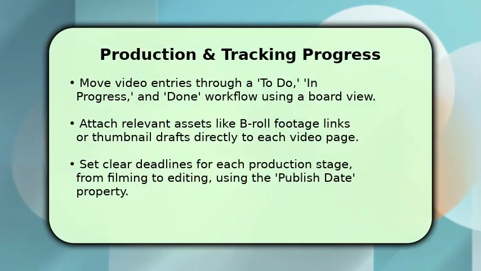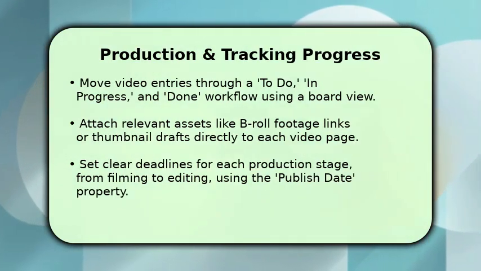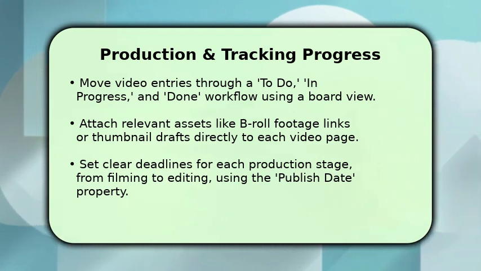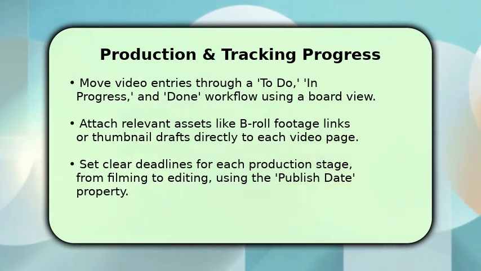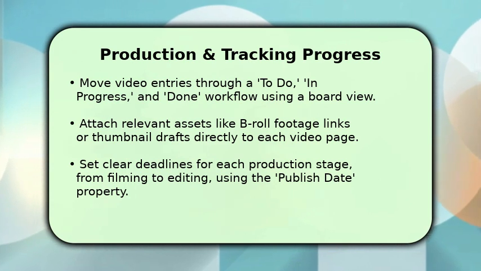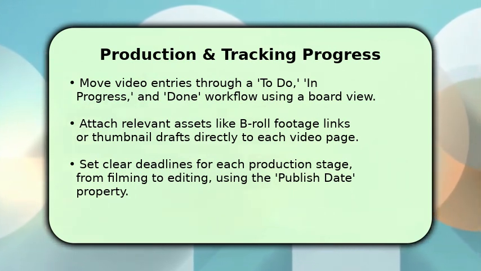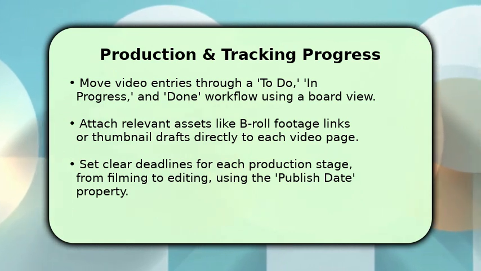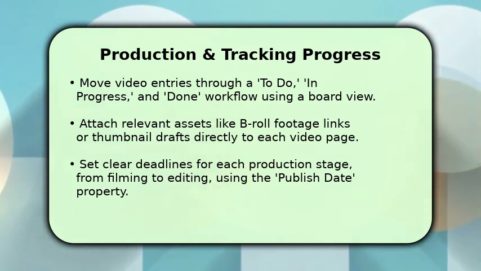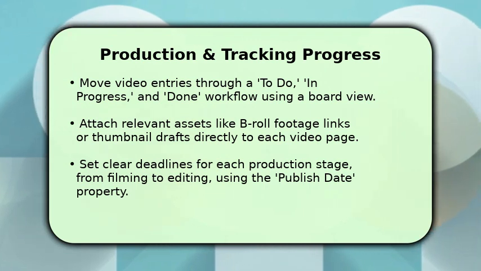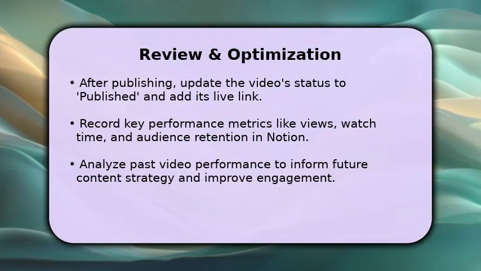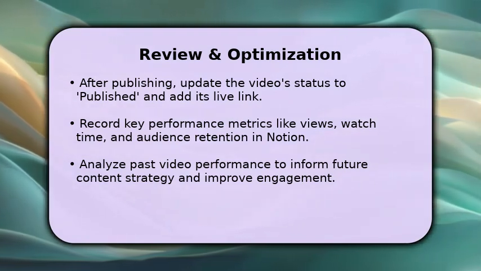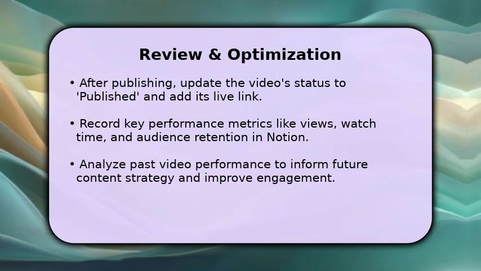With your content planned, you can now track its production. Use a board view in Notion to visually move your videos through stages like scripting, filming, editing, and ready to publish. Each video's page can hold links to raw footage, edited versions, and even thumbnail designs. Assign specific deadlines for each task within the video's properties. This ensures you stay on schedule and maintain a consistent upload frequency, perhaps one video every 7 days. After your video goes live, update its status to published and paste the YouTube link into its Notion entry. This creates a complete record.